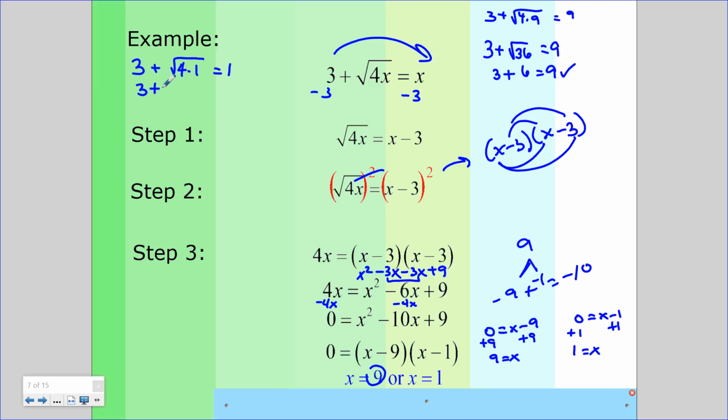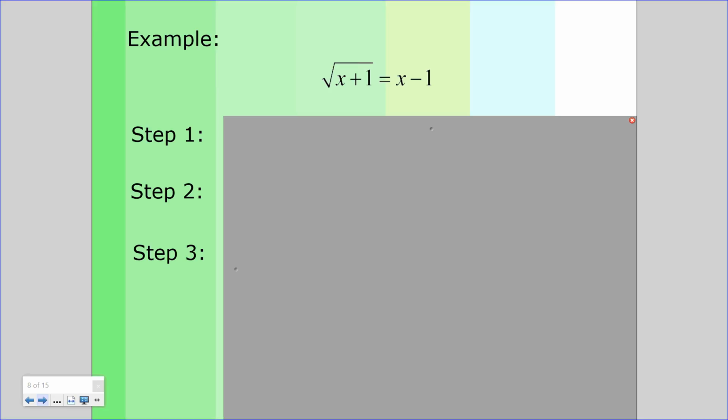So here we're getting 3 plus the square root of 4. Square root of 4 is 2. Well, 3 plus 2 does not equal 1, so 1 is not a solution to this radical equation. Only x of 9 will be a solution. So we would have to cross out 1 as a possible solution. Only 9 will work. Here's our next example.